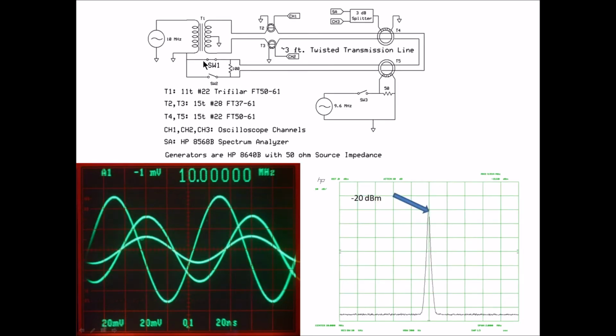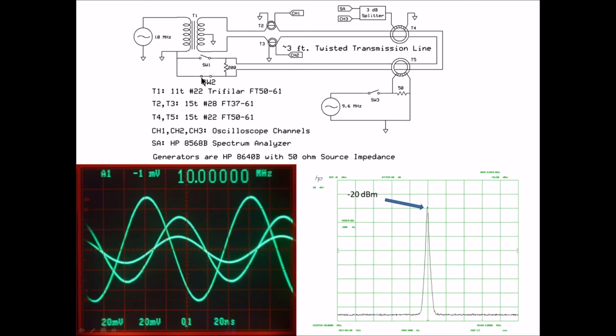Here I've closed switch 1. That induces a common mode current, and you can see that the differential currents now are very unbalanced, and the common mode current signal is present. The common mode current now went up from minus 66 to minus 20 dBm, so we've got a 46 dB increase in common mode current.